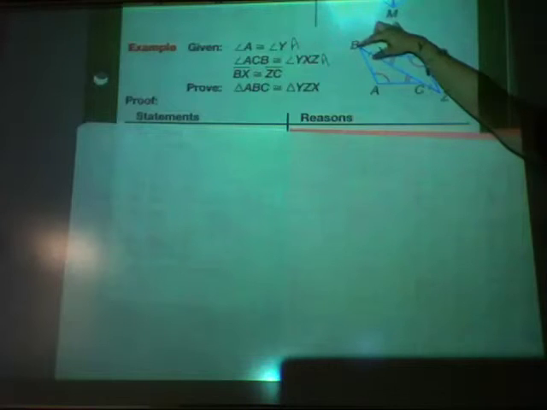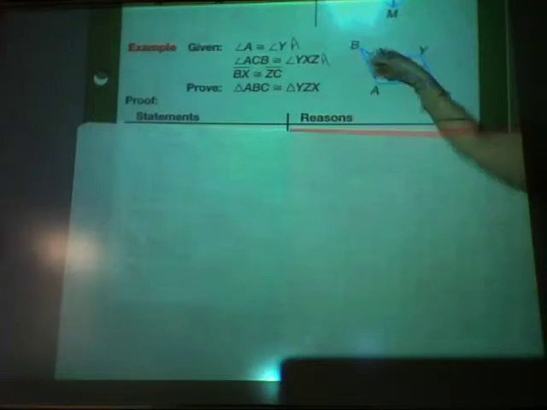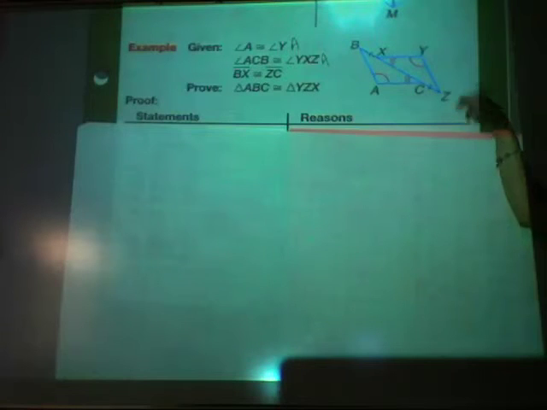The XC is going to come into play, but it's not the full side of the triangle. So I'm going to have to prove that BC is congruent to XZ. If this part is congruent and this part is congruent, and they share that part, doesn't it seem reasonable that these sides would be congruent? Somehow we have to prove that. And you're going to see us using the segment addition postulate to do that. So watch how it happens.